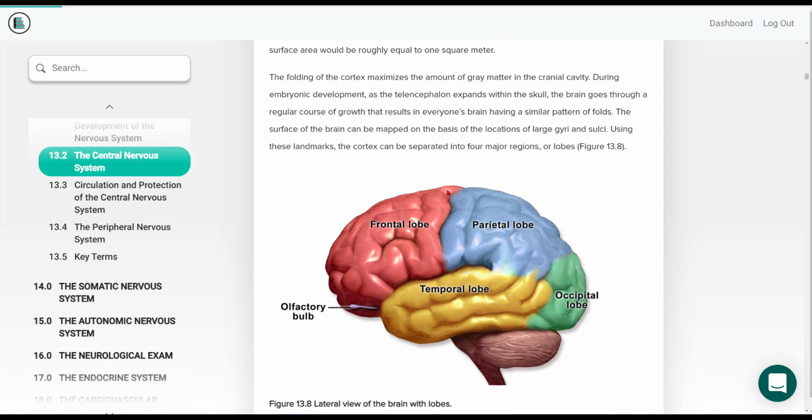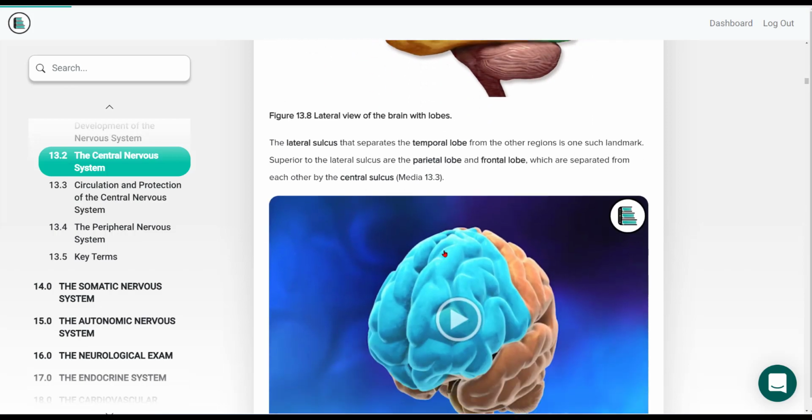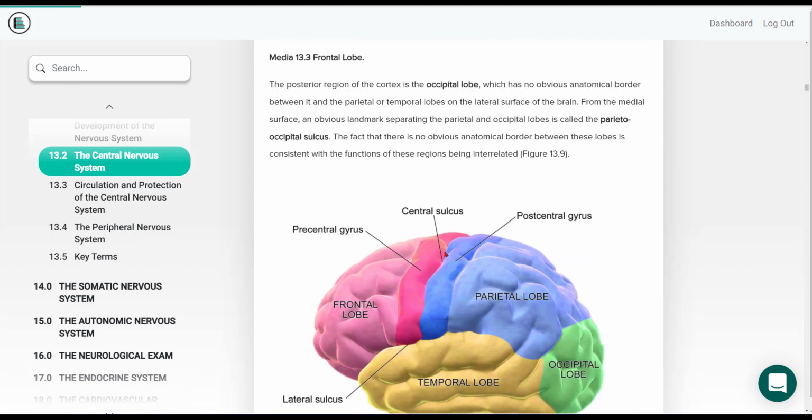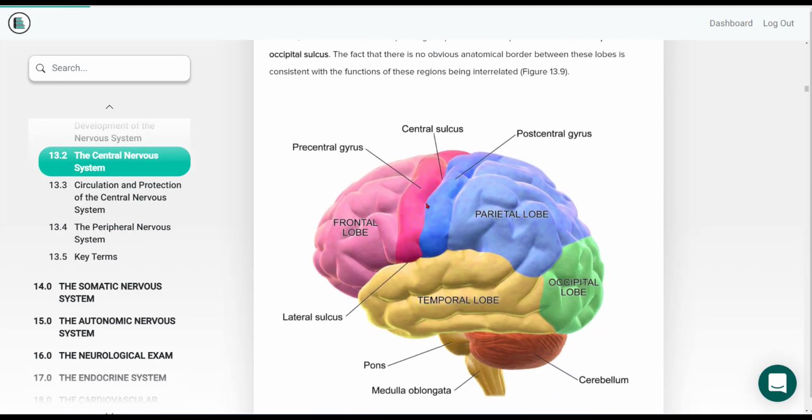You can clearly see, and it's really easy to appreciate it here because the artist has made the different lobes different colors. But you can see that this is the divider between the frontal and the parietal lobe. That's the central sulcus. Now notice that there are two very distinctive gyri right on either side of that central sulcus. Those are the two gyri that you are responsible for.